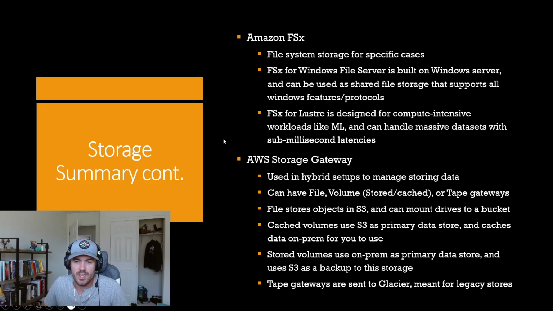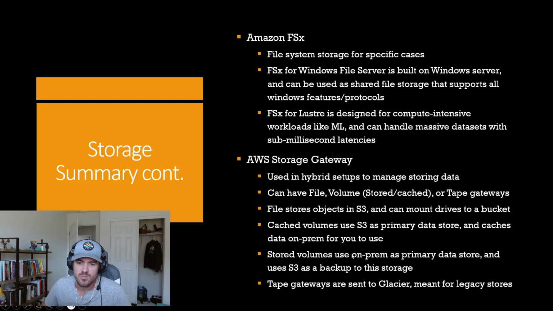AWS Storage Gateway is used in hybrid setups to manage storing data. So when you have some resources in the cloud and some resources on-premises, that's a hybrid setup. You can have file, volume, or tape gateways. And within volume, you can have stored or cached volume gateways, okay? The file gateway stores objects in S3, and then you can mount your drives to a bucket. The cached volume gateway uses S3 as the primary data store, and it caches data on-prem for you to use.